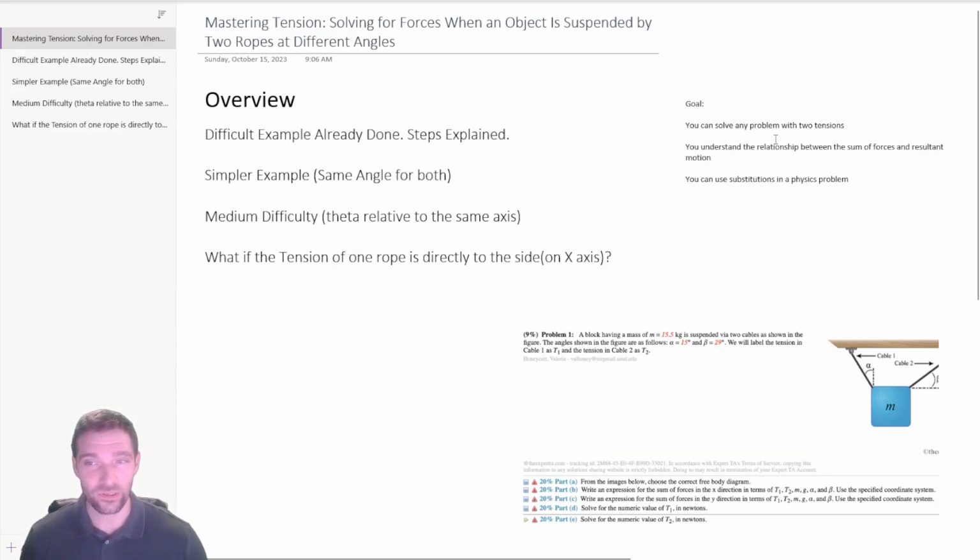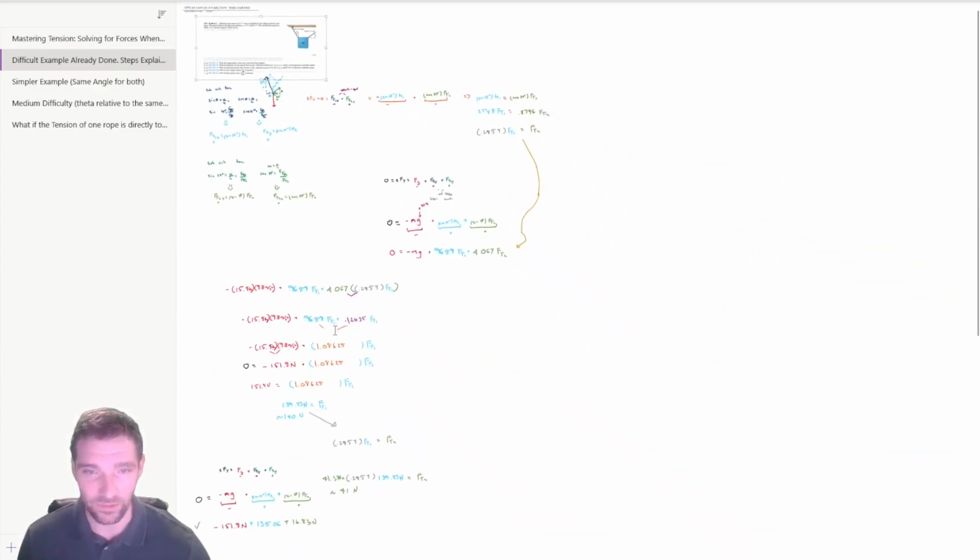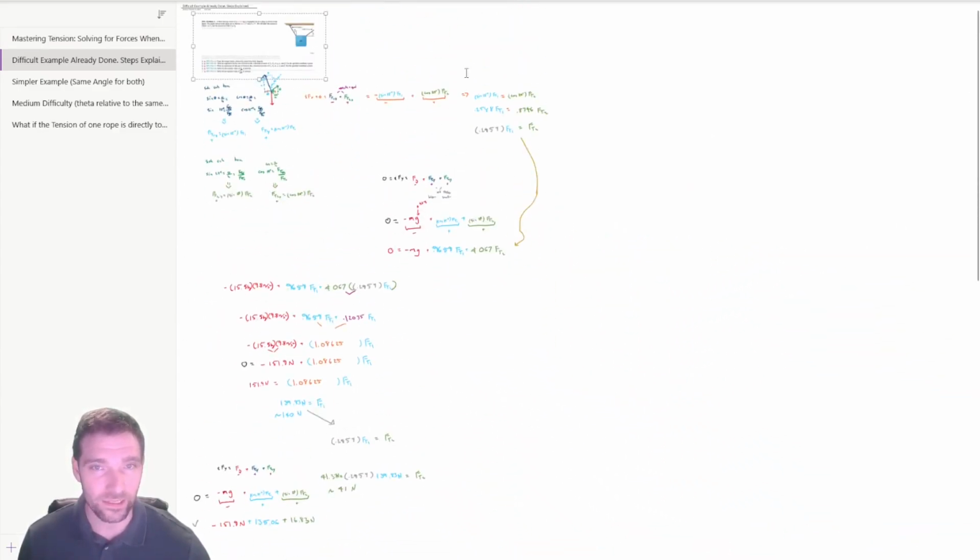So by the end of the session, you should be able to solve any problem and any component in this situation. We're going to look at a couple different problems to get you to do that. So we've got this first one that I'm going to go over, where I've got all the work done, and we'll go through step by step the logic in that.